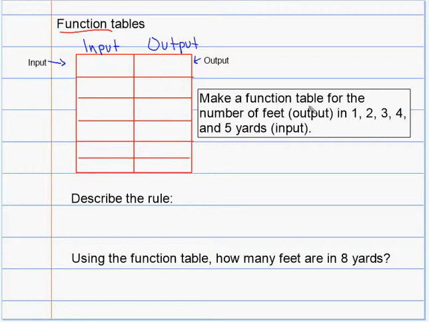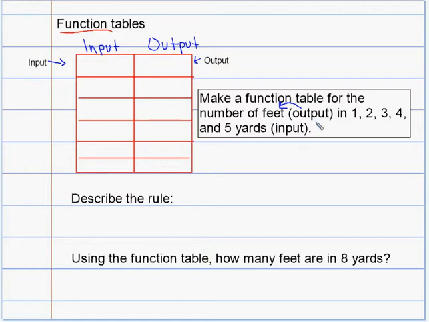Okay, so let's take a look at what we're supposed to do. We're supposed to make a function table for the number of feet, which is our output, in 1, 2, 3, 4, and 5 yards input. Now I know that this confuses you a little bit, but where it says output, that is back here. Make a function table for the number of feet, which is the output.